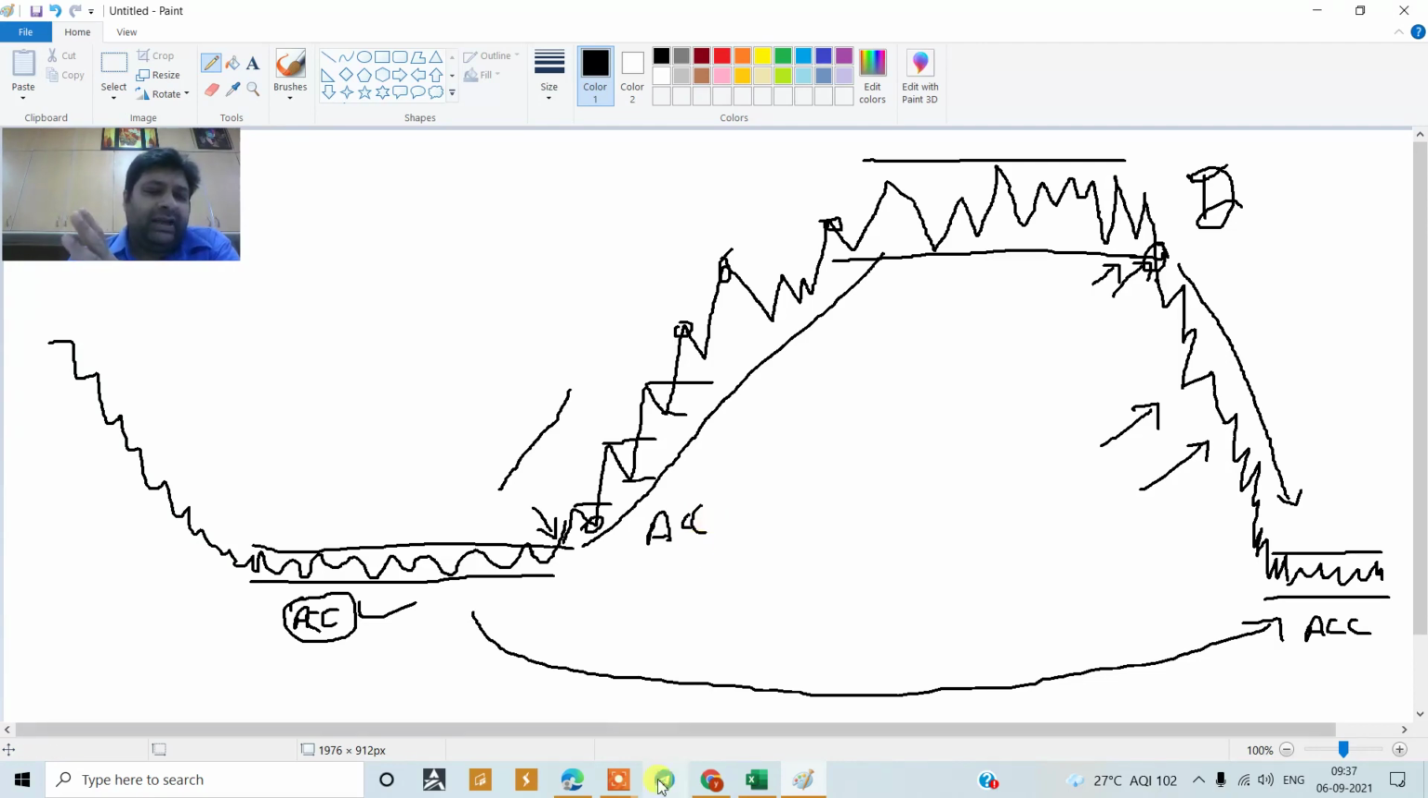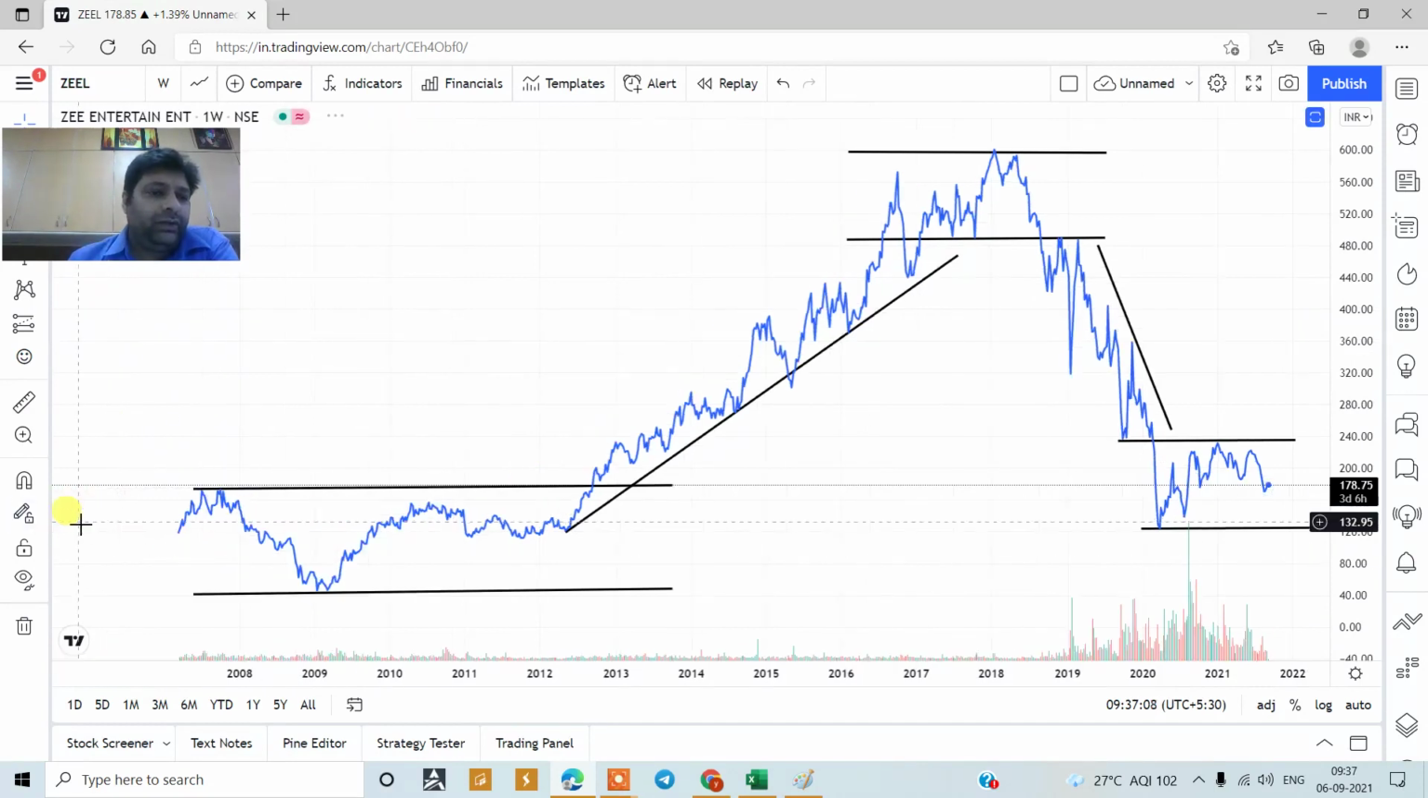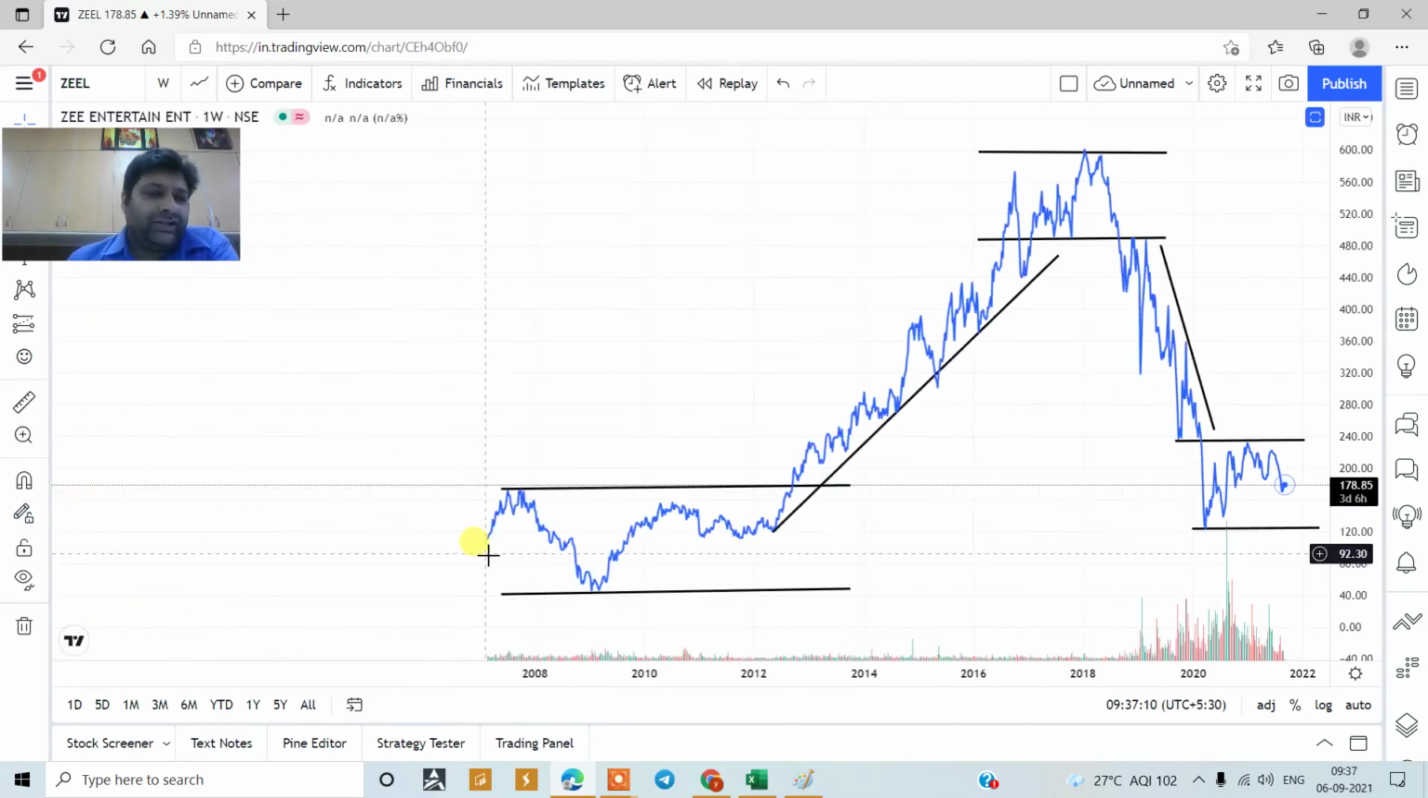Now let's take one example in our stock market, that is over here, Zee Entertainment Limited. Okay, now this stock was listed in 2008. Now can you all see, from 2008 till 2012, nearly 4 years it was in the accumulation stage, and the chart is weekly.